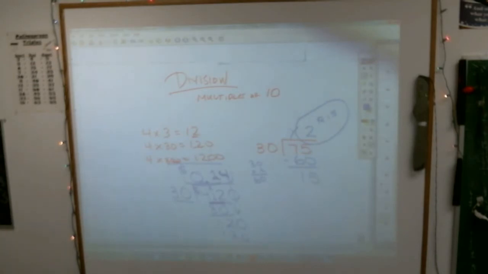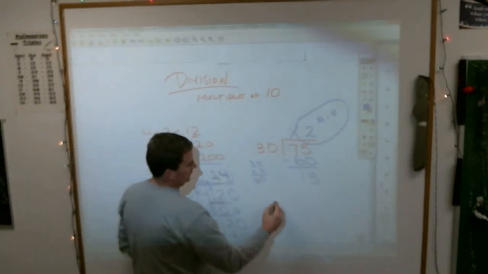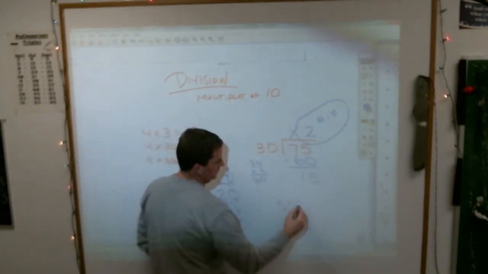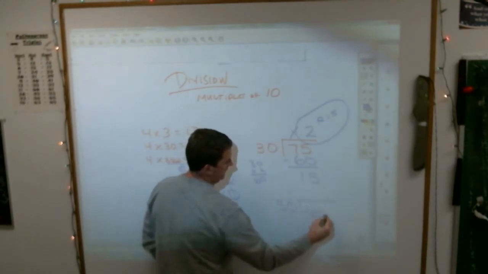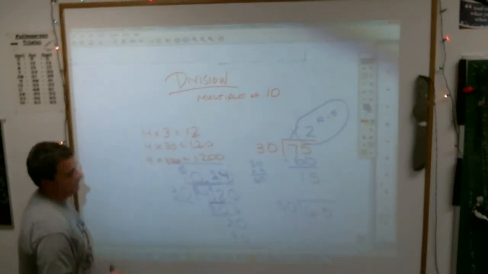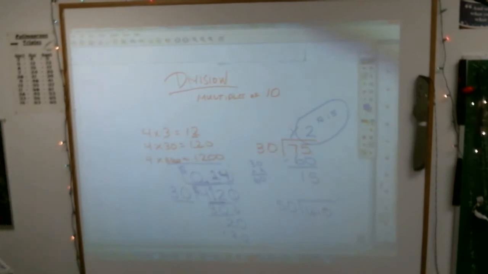Or how about this one? 50 into 610. Let me give you a chance to do that. What would you get if you take 50 divided into 610? Keep your columns and rows nice and straight.